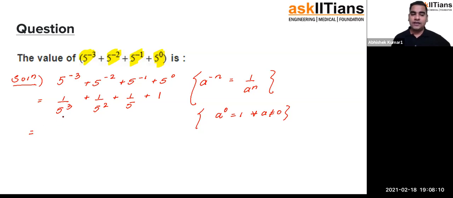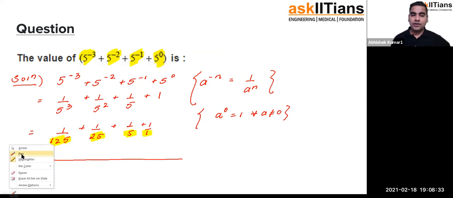1 upon 5 cube is going to become 1 upon 125. 1 upon 5 square is going to become 1 upon 25. This is 1 upon 5 and that is 1. So we can write it as 1 by 1. So what is going to be the LCM of the four terms which we have in the denominator? LCM of 125, 25, 5 and 1.